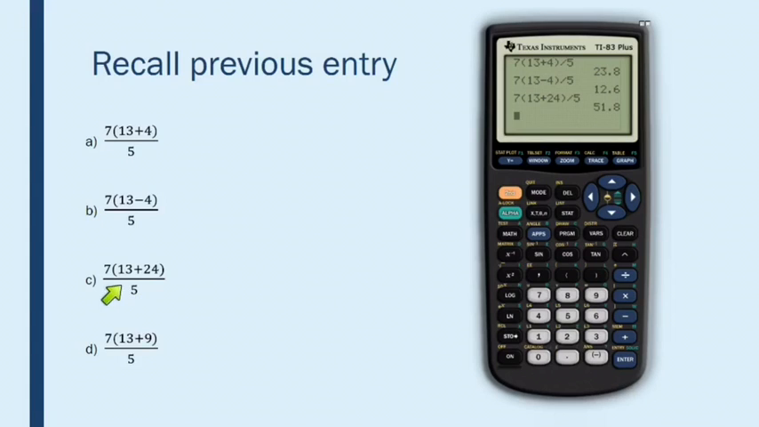And now on this one, let's change our previous expression from 13 plus 24 to 13 plus 9. So this time I have an extra digit. I will press the left arrow until I get to the 24, and now I want to change 24 to 9. So I'll delete one of those characters, and now I'll change that one to a 9, and we are good to go. So we press enter, and there's our result.